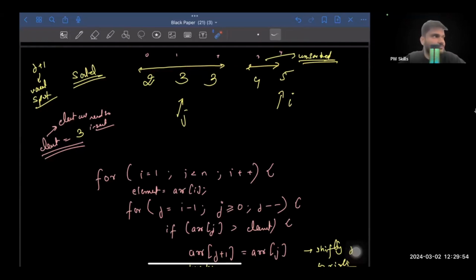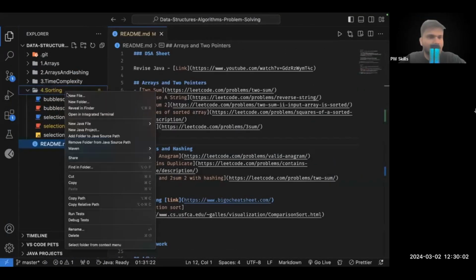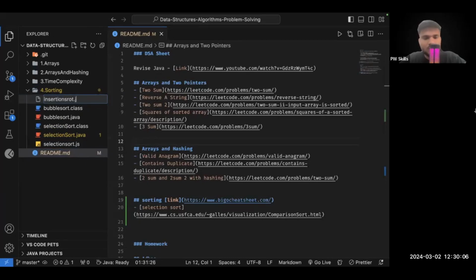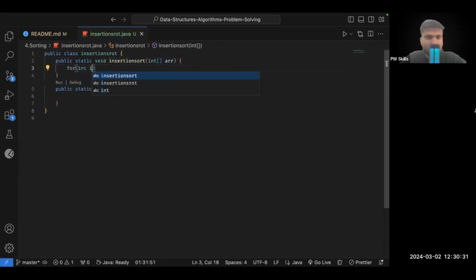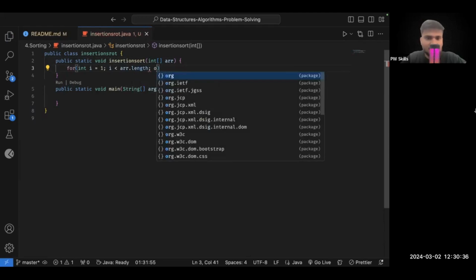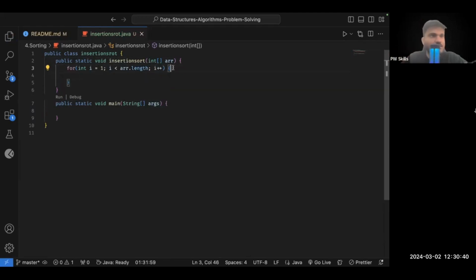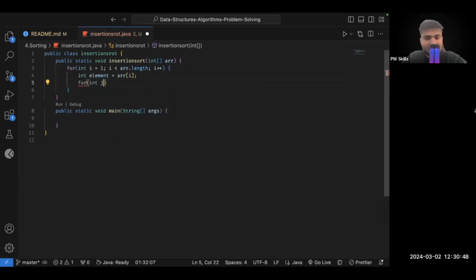That's the interesting part, guys. Let's try to quickly code it. If you want to code insertion sort, whatever I wrote is going to be used as it is. Public static void insertion sort. It will take an array. We'll say for int i equals 1, i less than length, i plus plus. Why i equals 1? Because we assume the 0th element is already sorted. Then we get the element ARR at i. And then we start j from the left side of i, go till 0, and we compare.